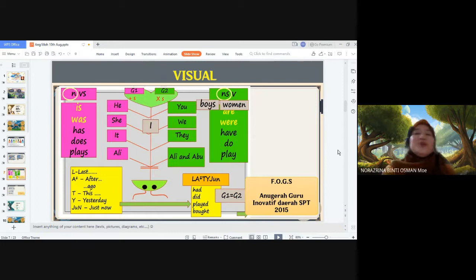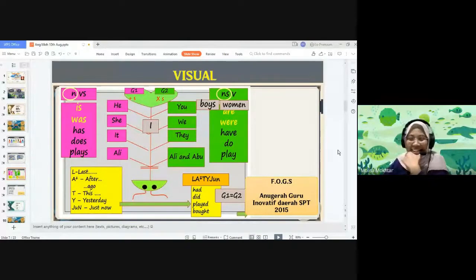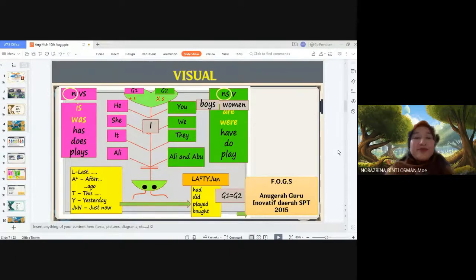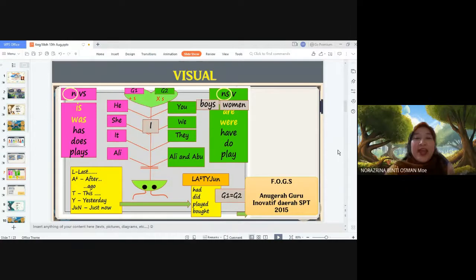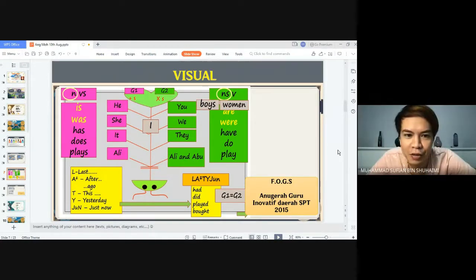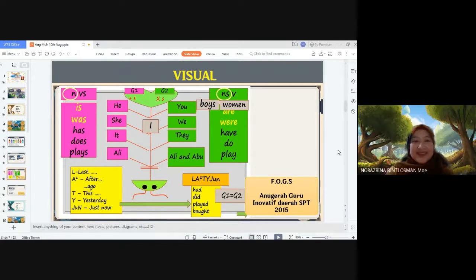Try to guess. What grammar items? You already got the subject verb agreement. Other than that, what is the grammar item that you can find here? I have 7. You gave me subject verb agreement, pronoun, and then we have tenses. Okay, tenses. How many tenses can you see there?